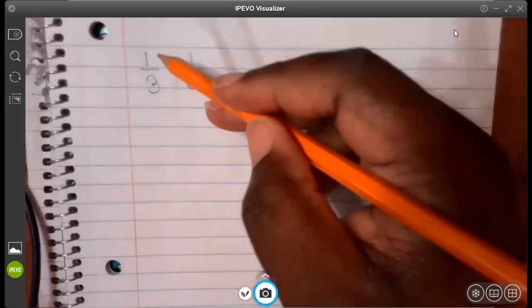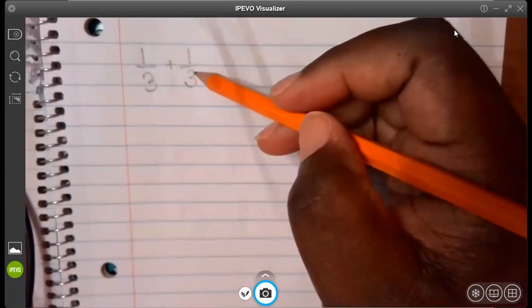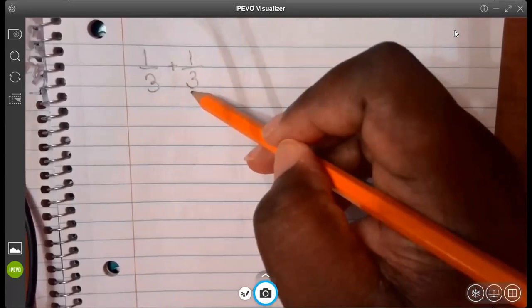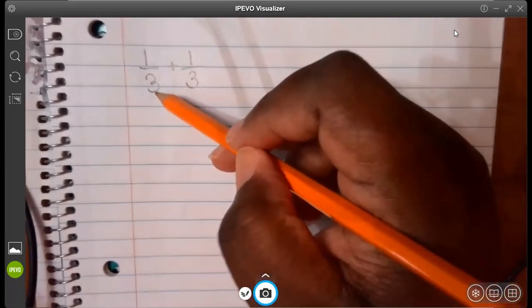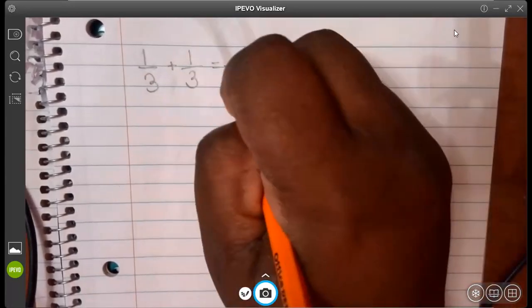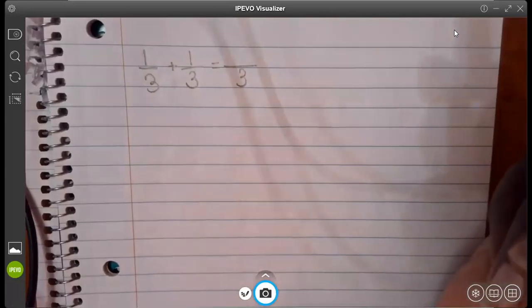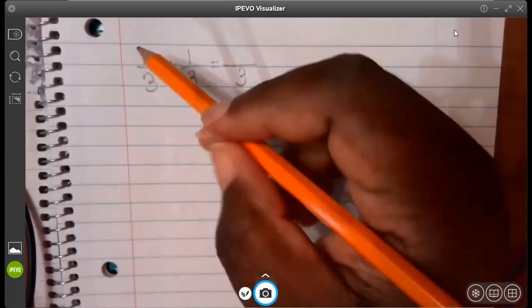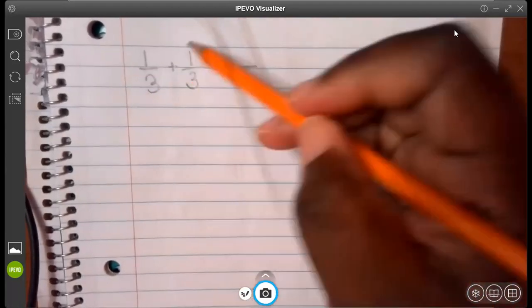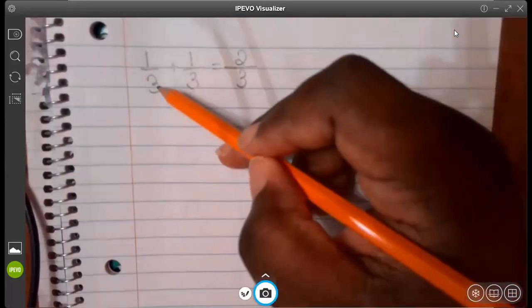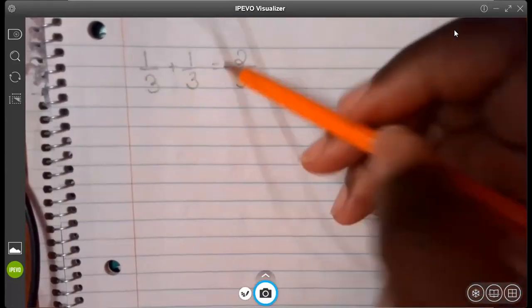All right, so we're going to add 1/3 plus 1/3. So my first step will be to make sure that my denominators are alike. Make sure they're the same. This one is a third and this is a third. So that tells me in my answer, my denominator is also going to be a third. Because when we add or subtract fractions, our denominator does not change if they are like denominators. And then I'm just going to add my numerators. 1 plus 1 is 2. So I'm saying that 1/3 plus 1/3 equals 2/3.